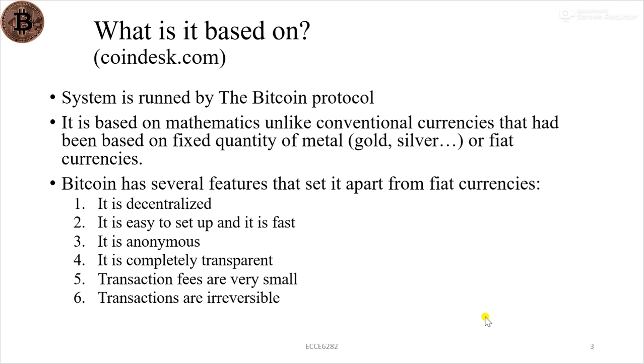Okay, what is Bitcoin based on? This system is run by the protocol called the Bitcoin protocol. What is the Bitcoin protocol? It is a distributed ledger that maintains the balances of all Bitcoin that are trading in the market, and these ledgers are massive files which are stored on thousands of computers around the world.